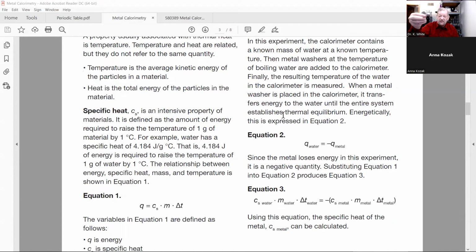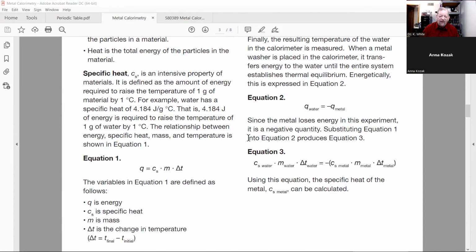And here's the washers. What you'll be doing is measuring heat transfer from the metal to water that will be in your calorimeter. Equation 2 tells you the water heat will be equal to minus, don't forget that minus, the metal heat. The minus tells you metal will be releasing heat to water. Now, Q equals equation 1.